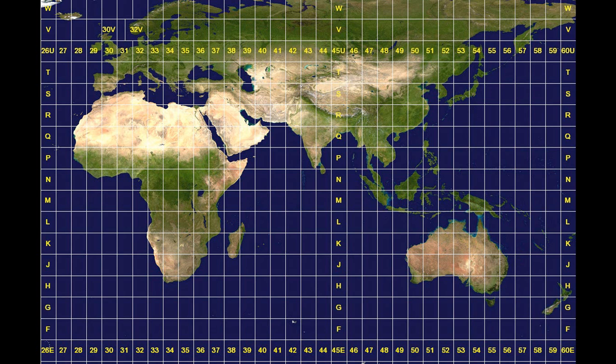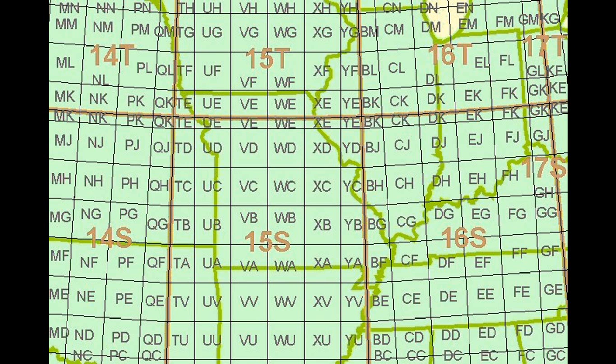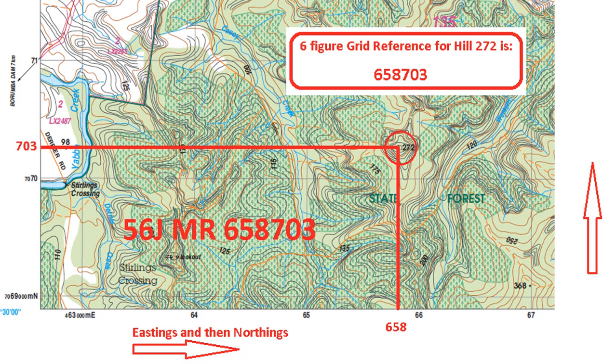So the powers in charge divided them into 100,000 metre squares like these. Each square has a 2-letter code. The 100,000 metre square for the area we're looking at in Australia is MR. So the full grid map reference for this position is 56J MR 658703. This is known as the full grid reference and is unique throughout the world.